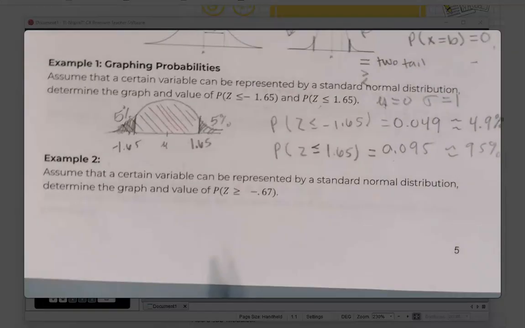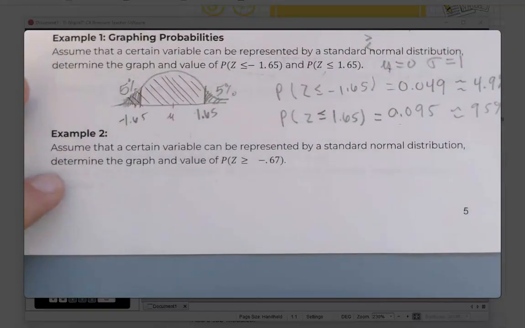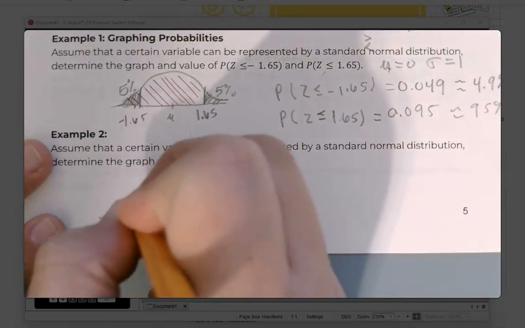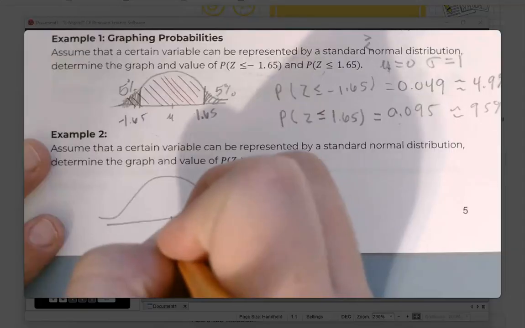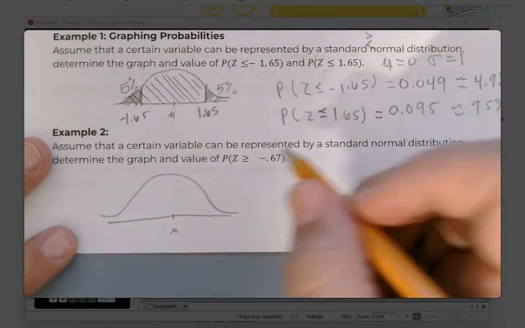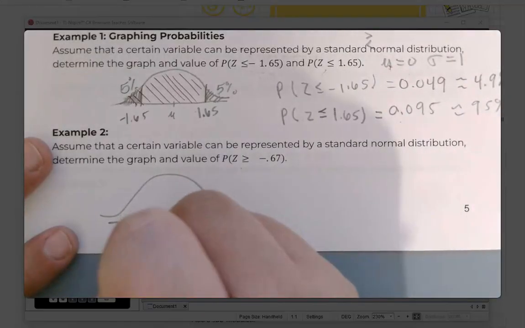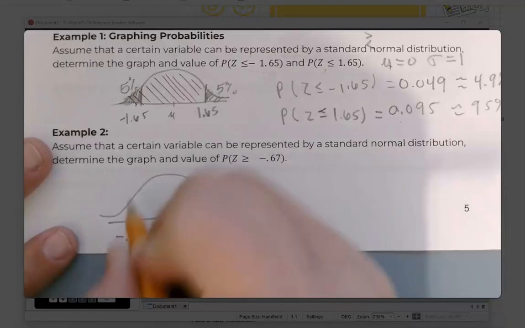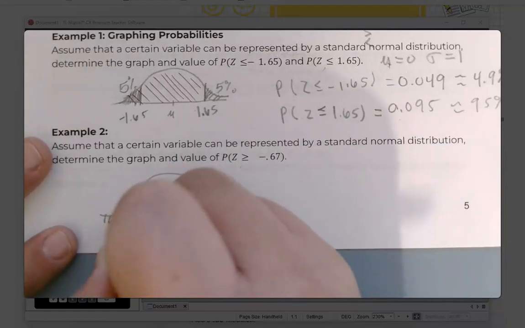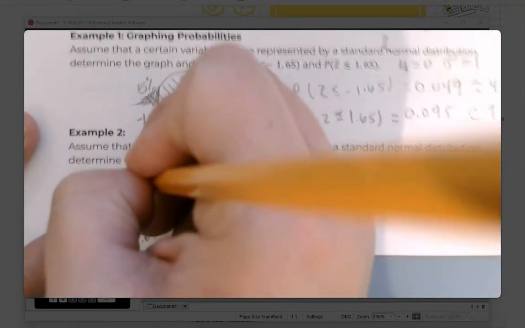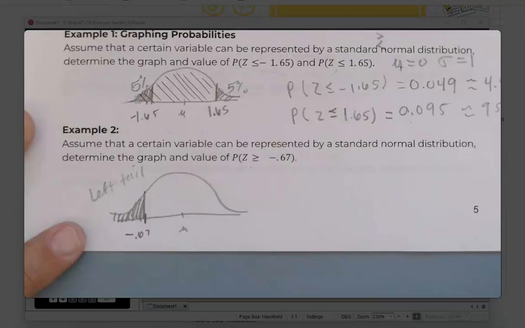Now, assume that a certain variable can be represented by a standard normal distribution. Determine and graph the probability that z is greater than negative 0.67. So 0 is here with mu, and then the probability that it's greater than negative 0.67, we're just going to estimate that it's there. So we want this side on the left tail. We have a left-tailed test here.